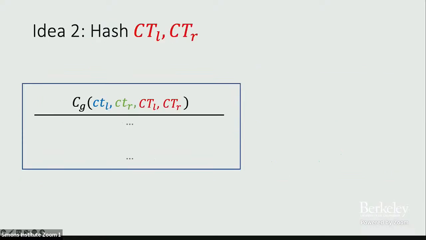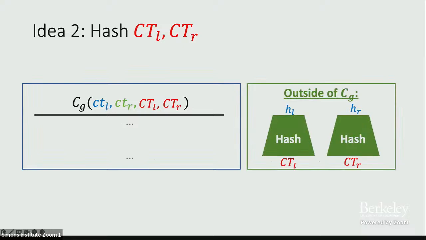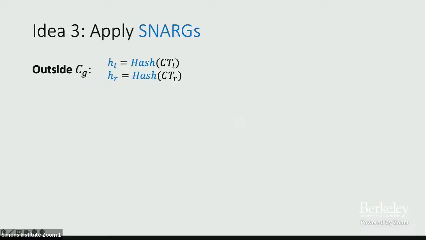So our next idea is to hash capital CT_L and capital CT_R using a hash function. And this hash is done outside of the construction of this circuit CG. So we hash capital CT_L and capital CT_R to some small hash values and replace them with their hash values in the construction of this circuit CG. But we have another issue because previously, since we knew the full information of capital CT_L and capital CT_R, we could check the consistency. But now we only have access to their hash values, so it's not clear how to check the consistency.